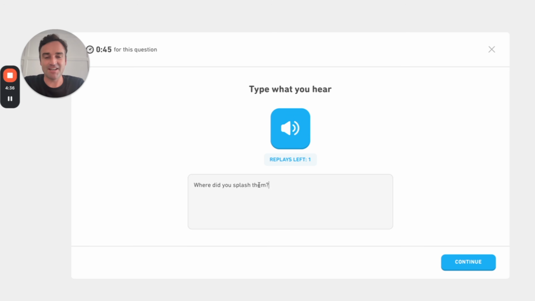This is a dictation question type. So focus on getting all of the words correct, not adding words, not missing words, not changing words. And of course, focus on your spelling and punctuation. For example, here, this is a question. Where did you splash them? So yeah, make sure that's all correct.